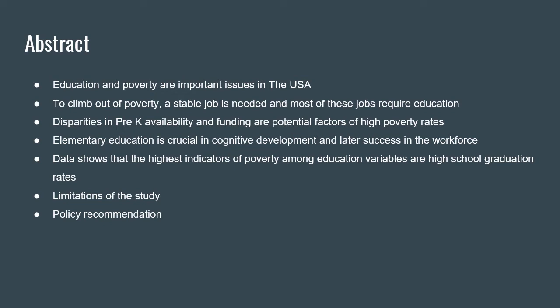Our data shows that the highest indicators of poverty among education variables are high school graduation rate. And we do have some limitations in this study. This does just isolate two educational variables and does not include other variables that might impact poverty. And our policy recommendation will be discussed at the end.